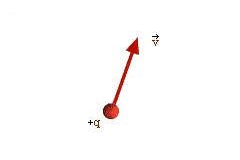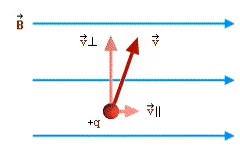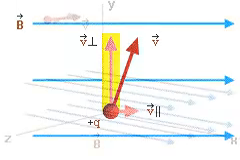Consider a charged particle entering a constant magnetic field. In general, the particle's initial velocity can be broken into two component vectors. One component vector is parallel and the other is perpendicular to the field.